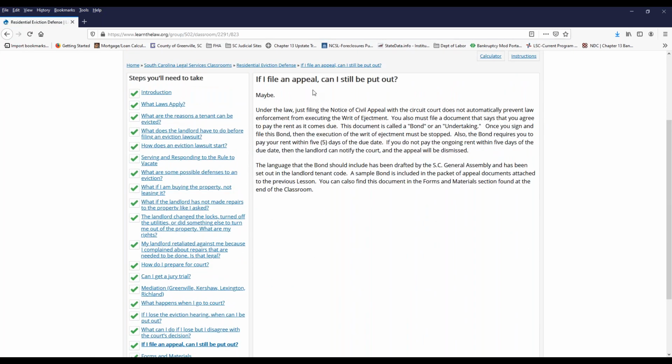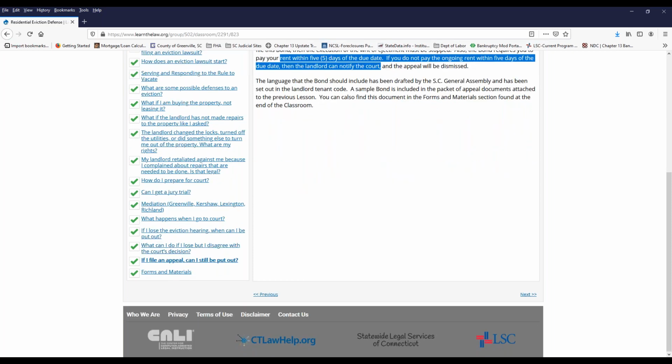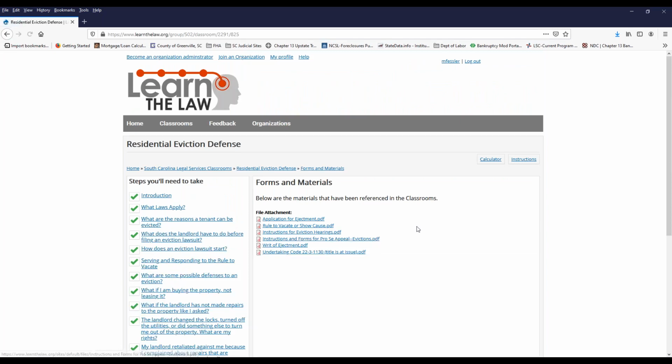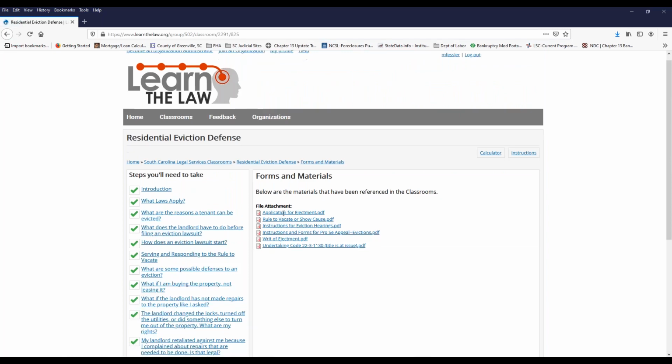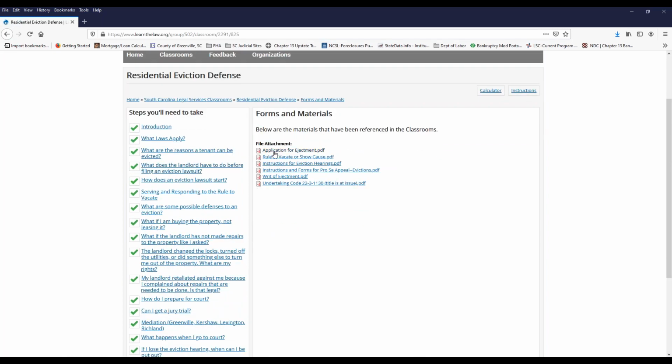And then we just talked about this a little bit. If I file an appeal, can I be put out? No, if you file that bond or that undertaking, that puts the writ of ejectment on hold. And as long as you pay your rent within 5 days of the due date, you should be good to go. And then finally, we'll have a link to the materials and forms that we've had throughout all the other lessons. They'll all be linked at the last lesson there.